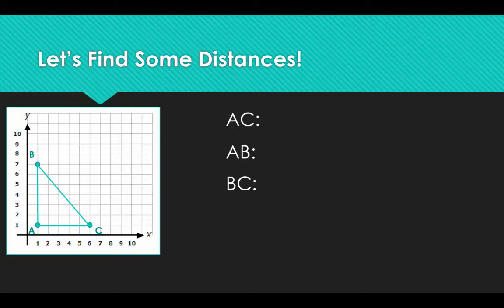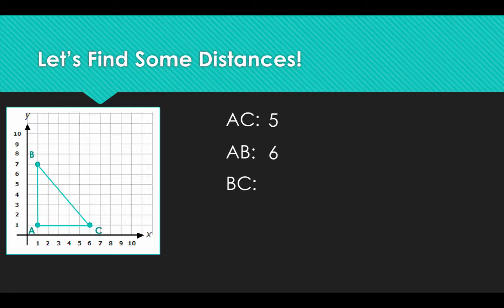So let's go ahead and find the distance between all 3 of these points. So starting with the distance from point A to point C, you can count how many units we go to get from A to C. So if you count it, we go 5 units. So that distance is 5. Similar with A and B, except instead of moving from left to right, we're going to be moving up. So if you count how many points we go, the distance from A to B is 6 units.